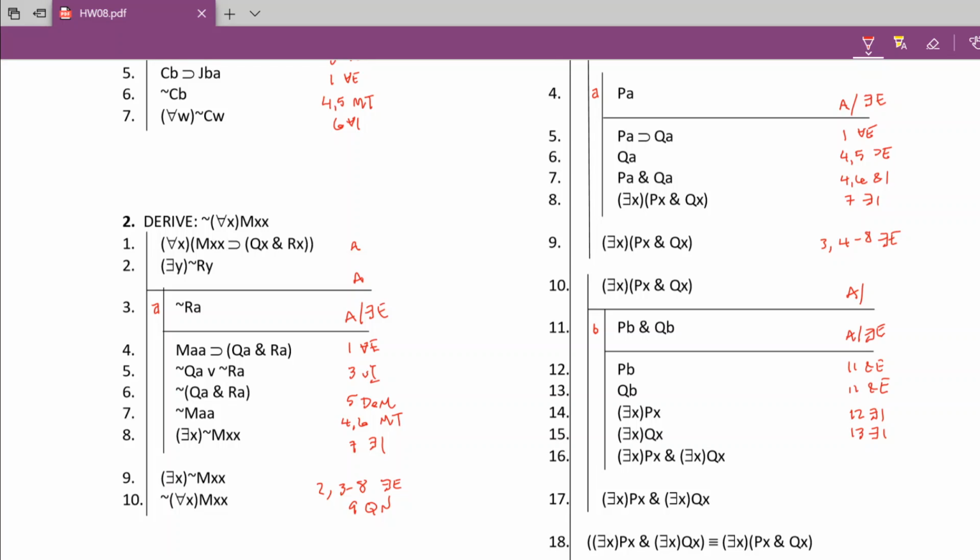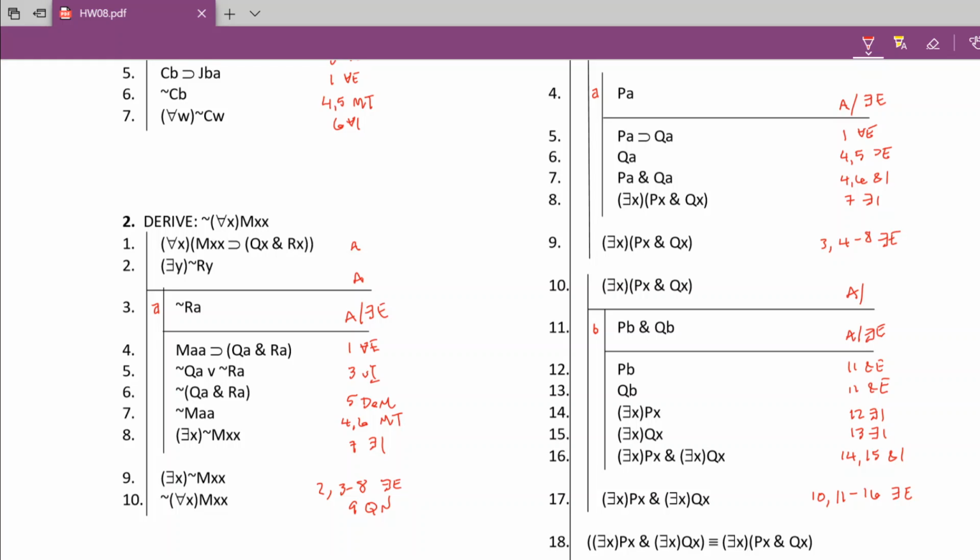And then line 16 is just adding 14 and 15 together by conjunction introduction. Right? And now here we are at line 17, ready to apply existential elimination. There's an existential generalization on line 10. The subderivation starting on line 11 is an instance of that generalization. The subderivation runs through line 16. That's existential elimination.